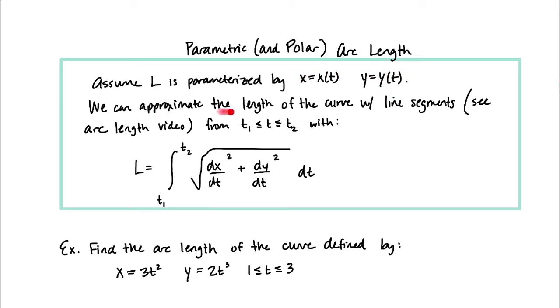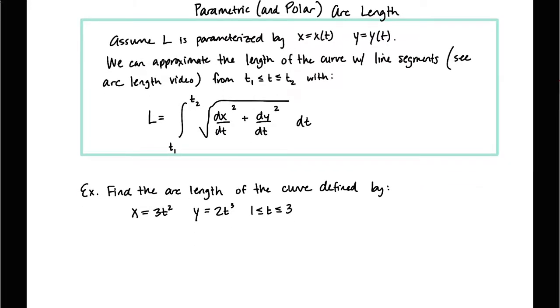We can approximate the length of the curve with line segments, which we have briefly explored in our first arc length video back when we were dealing with just the arc length of y equals f of x. So go back to that video to see the geometric argument for what's happening, and then generalize that to the fact that when we have these curves parametrized and we're looking to find the length between t1 and t2 for this curve, we get it from the formula. The arc length is equal to the integral from t1 to t2 of the square root of (dx/dt) squared plus (dy/dt) squared.